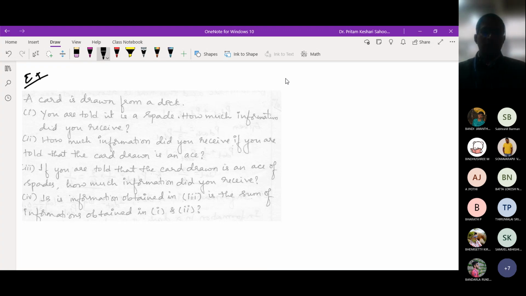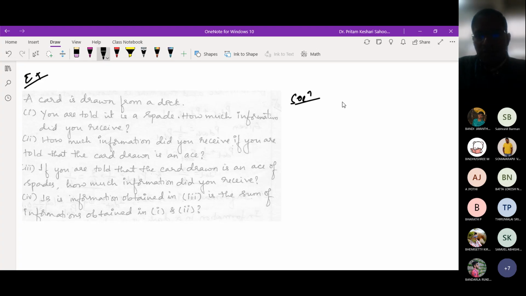See, this is the question which is given to us. A card is drawn from a deck. You are told it is a spade. How much information did you receive? So first we have to calculate the information. There is a deck of cards, and when you took one card you got a spade, right? So how many spades are there in a deck of cards? There will be 13 spades. So then what is the probability that you get a spade?